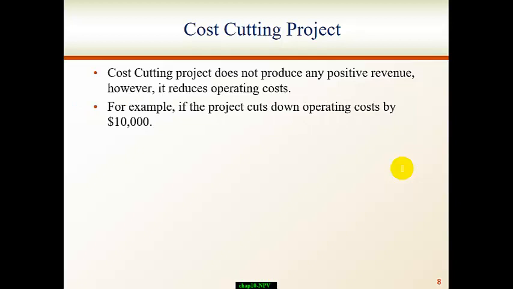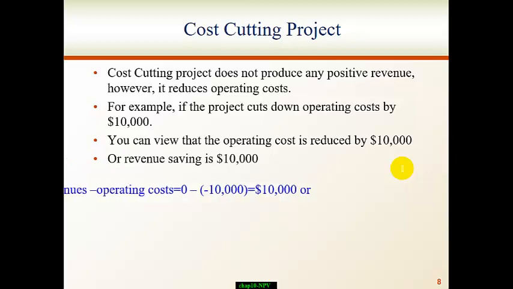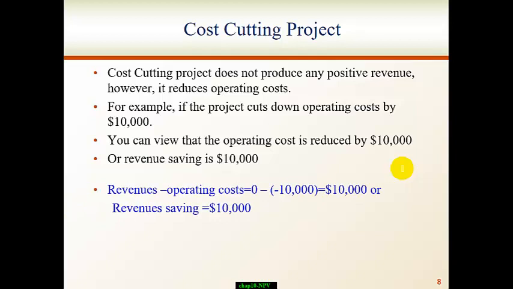For example, if the project cuts down operating costs by 10,000, so you can think about operating cost is down by 10,000, or net revenue increased by 10,000. Either way, it's a positive 10,000 savings.